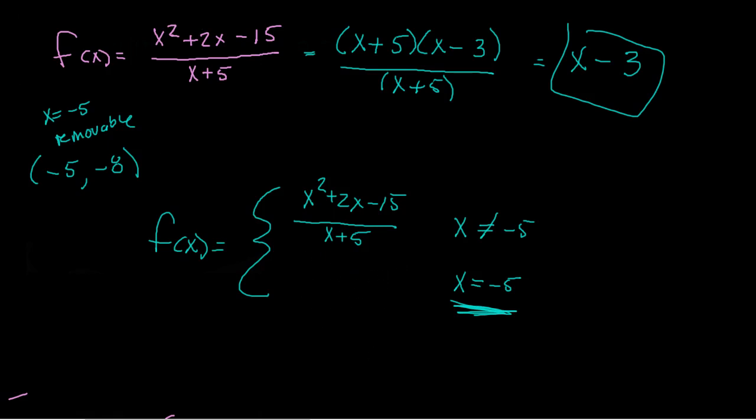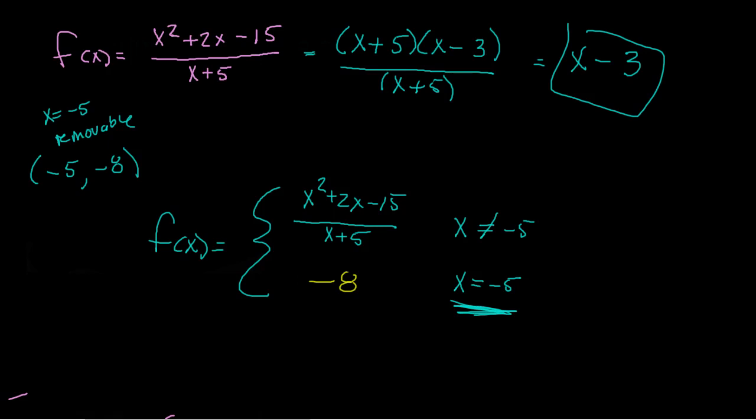So if I fill this in with -8, basically I'm making this function become continuous, because this top graph is a great graph, right? But it has a problem at -5. So if I fill that in with -8, then I'm good to go.